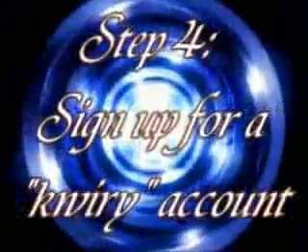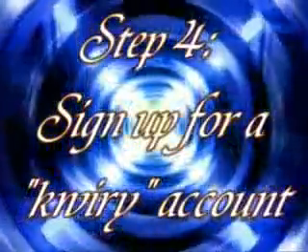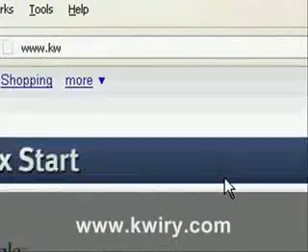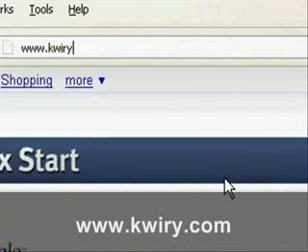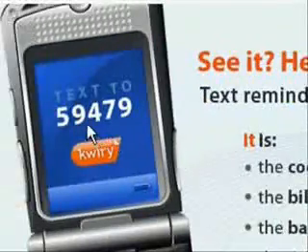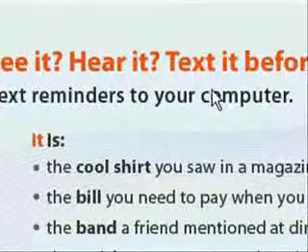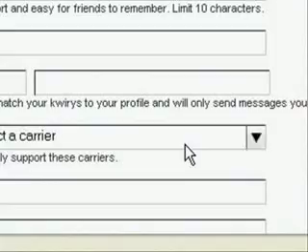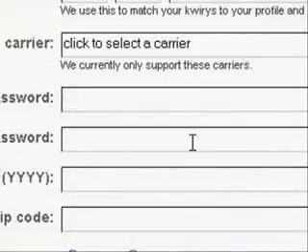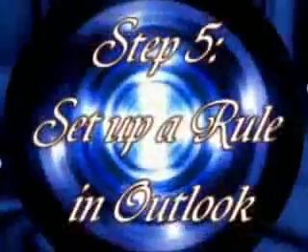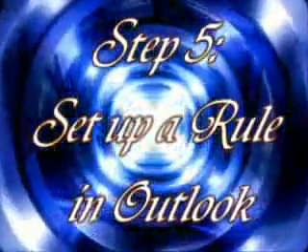The fourth thing we want to do is sign up for a Qwerty account. So go to www.qwerty.com. What this program does is it allows you to send it text messages, and it will email them to your email account. So it's pretty cool because we can send it a text and it will send us an email with what we sent in the text. Just sign up for that account, and we'll move on to the fifth step, which is to set up a rule in Outlook.